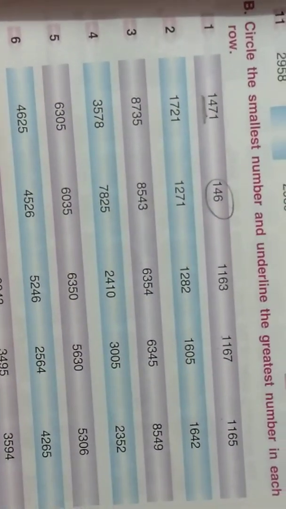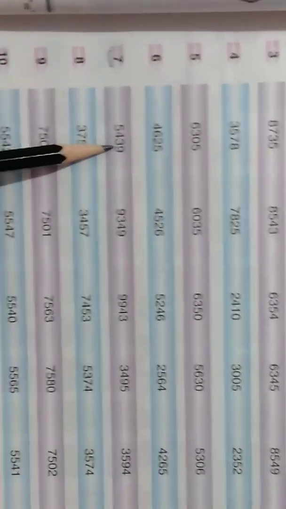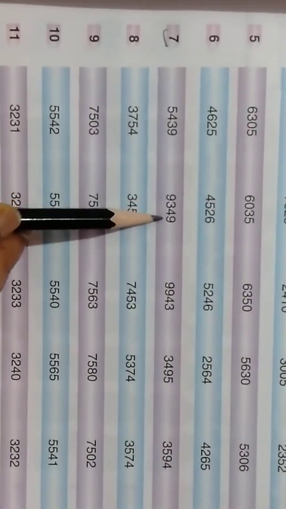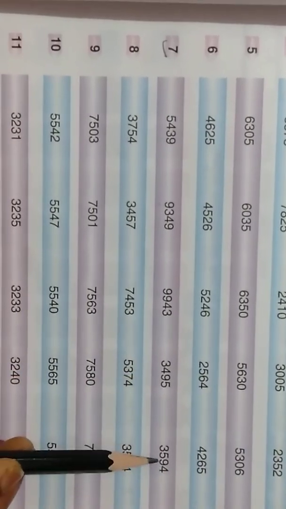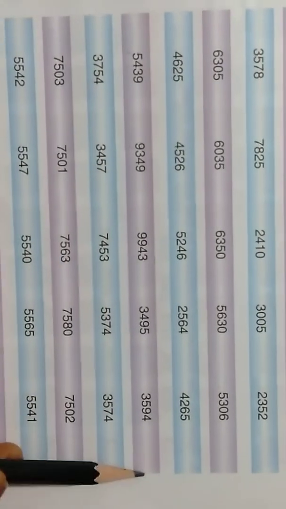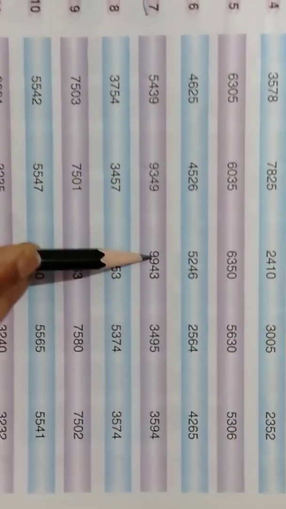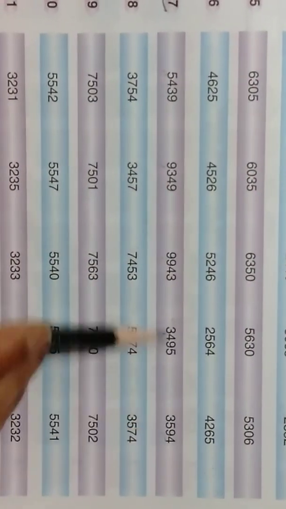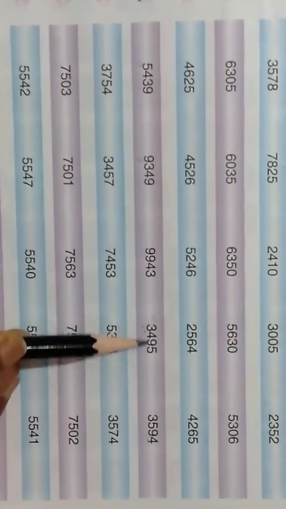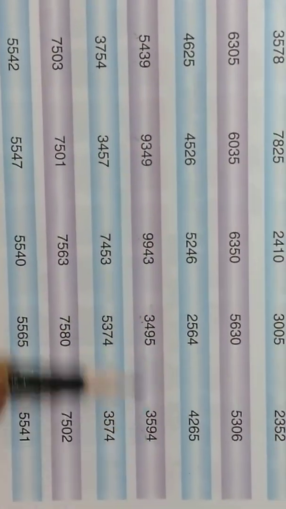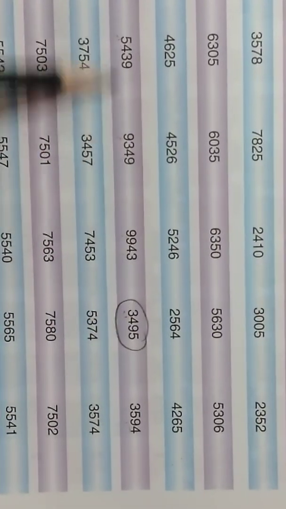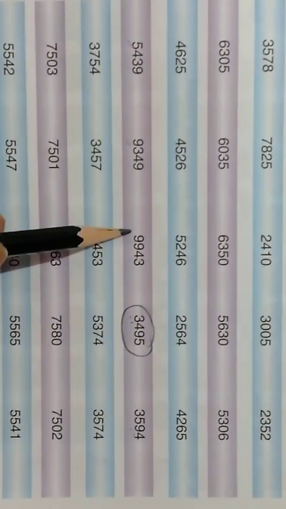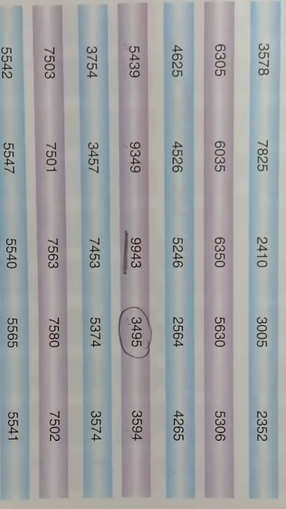Let's do question number 7. 5439, 9349, 9943, 3495, 3594. So this is 5, this is 9. Just see, all are 4-digit numbers. This is 5, 9, 9, 3, 3. So out of these, which one is the smallest? 3495. So this is the smallest. So we circle this one. Now out of these, which one is the largest? This one is the largest. So we are underlining this one.